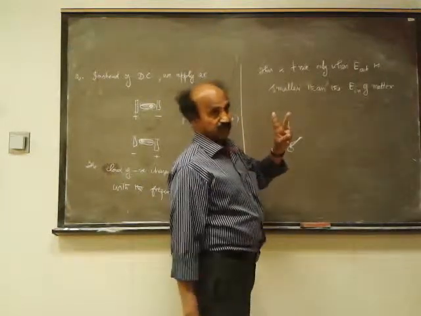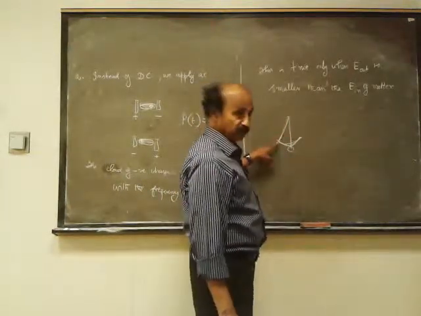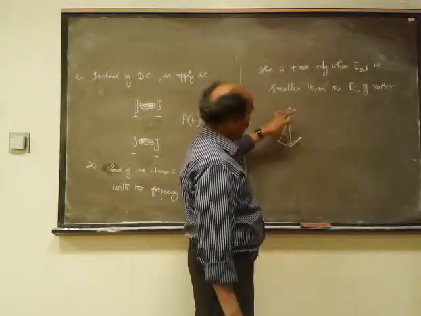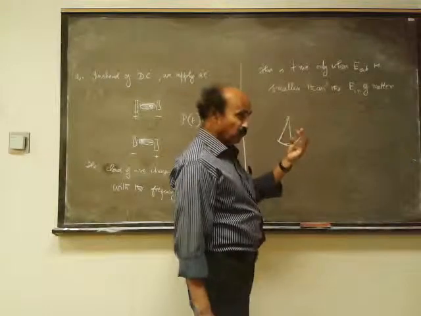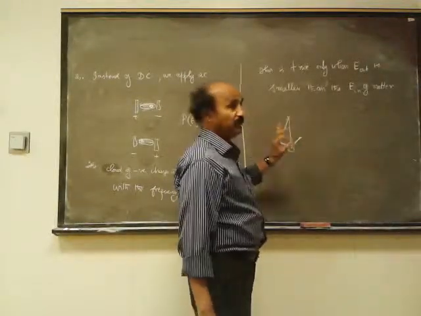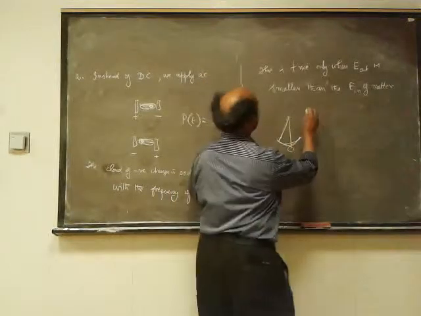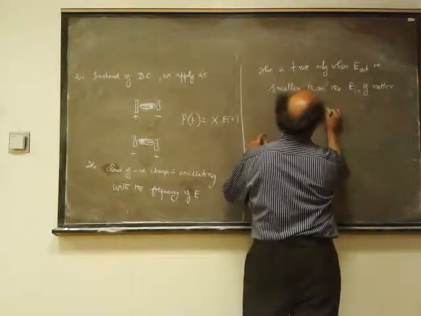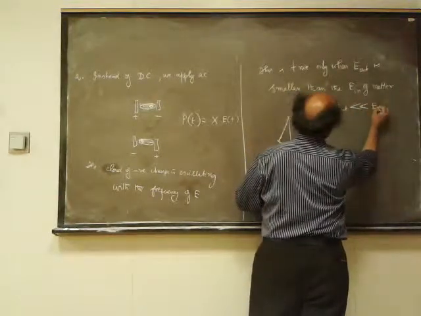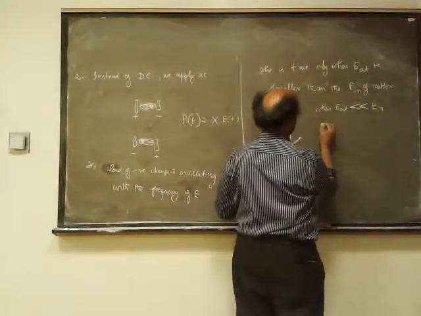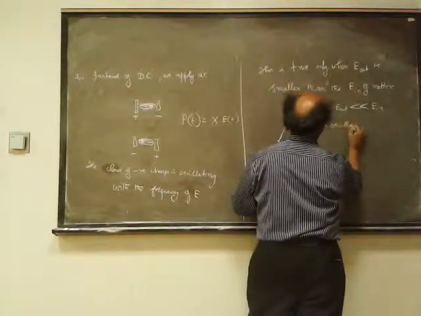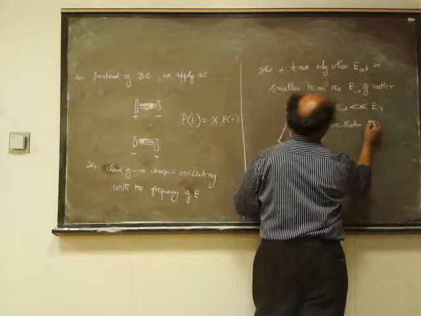So there are two forces. One is the external force, and the other is a gravitational force. If the external force is smaller than the gravitational force, the oscillation will be harmonic. When E out is much smaller than E in, the oscillation is harmonic.